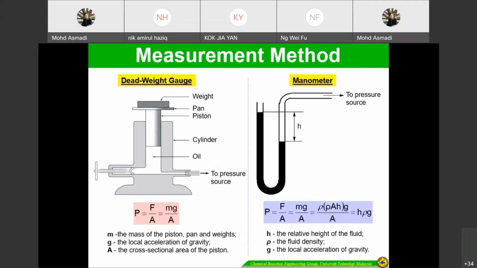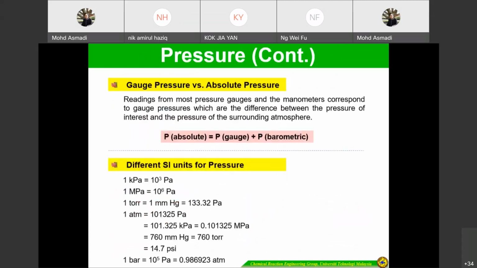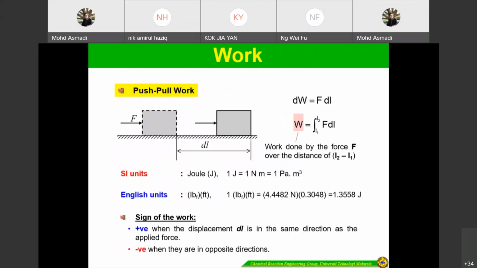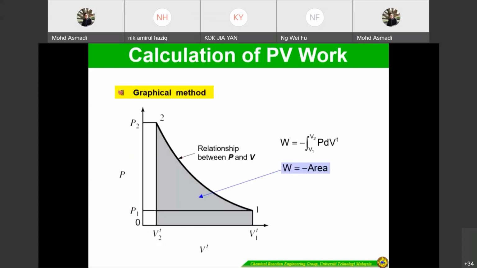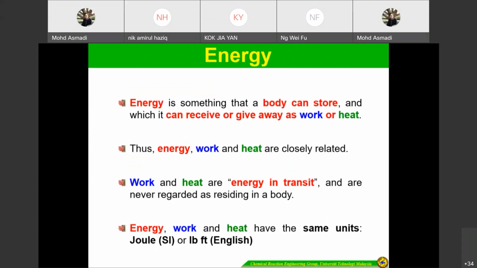Measurement of pressure, work W. Later you will learn work. I think in Mass and Energy Balance you have learned it. Work equals the integration of P dV. Yes, this one is P dV and V dP. So you can get it.